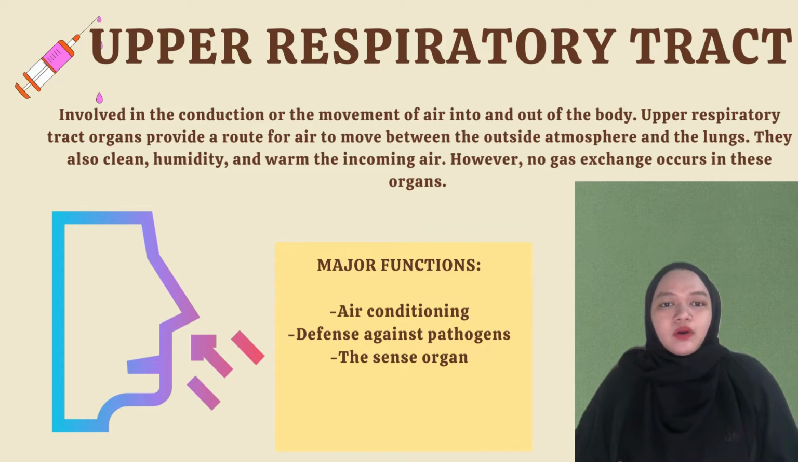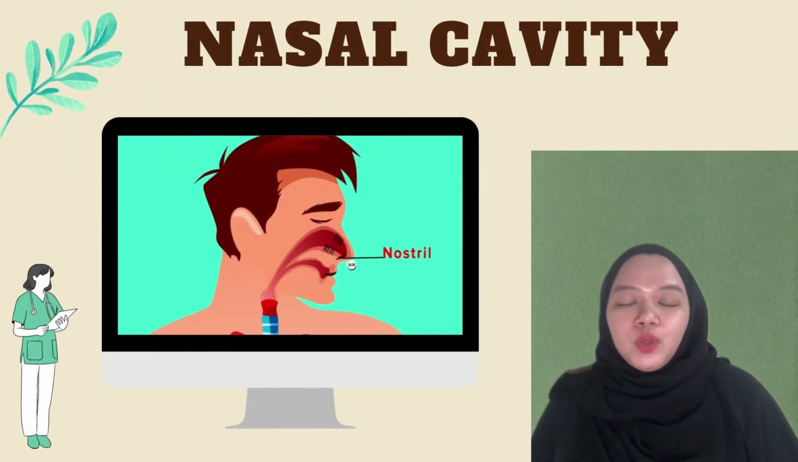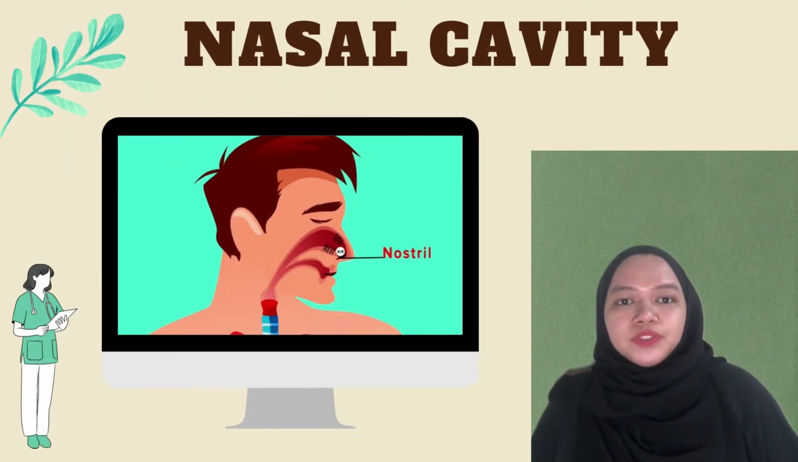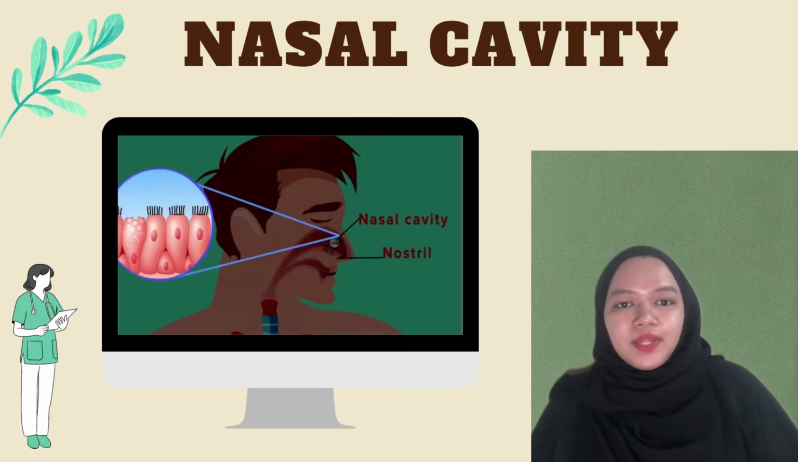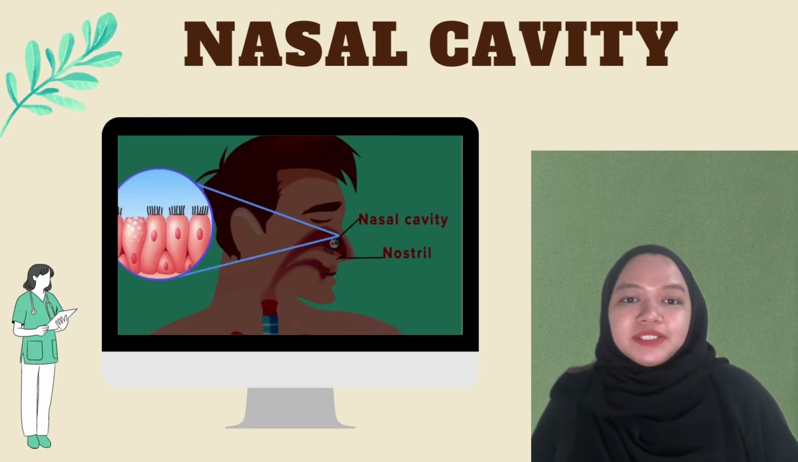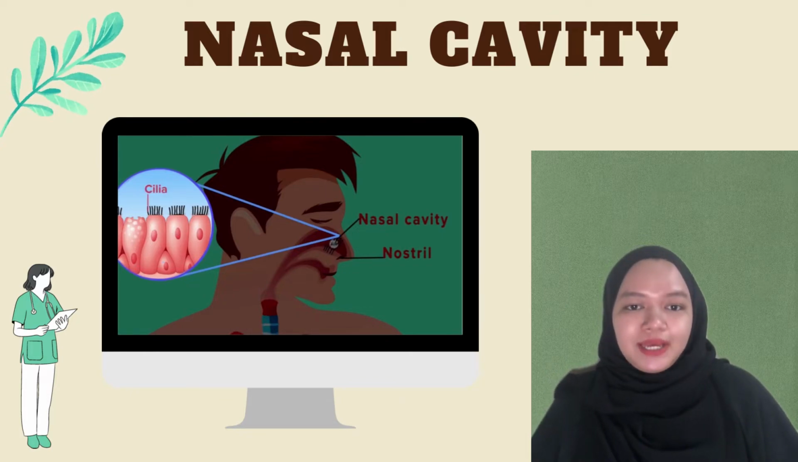Upper respiratory tract organs provide a route for air to move between the outside atmosphere and the lungs. They also clean, humidify, and warm the incoming air. However, no gas exchange occurs in these organs. First of all, the air enters the human body through the nostrils, which then passes through the nasal cavity. The air is filtered by specialized hair-like structures in the nasal cavity called cilia.